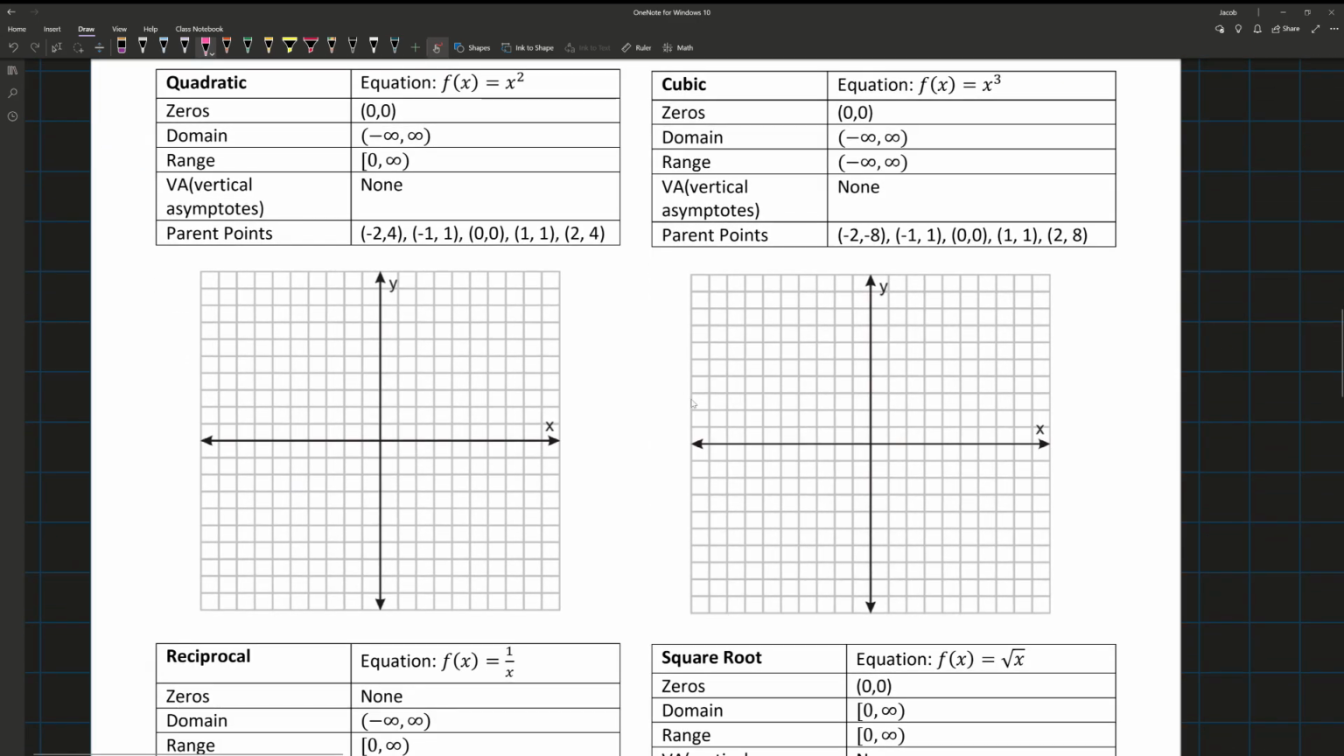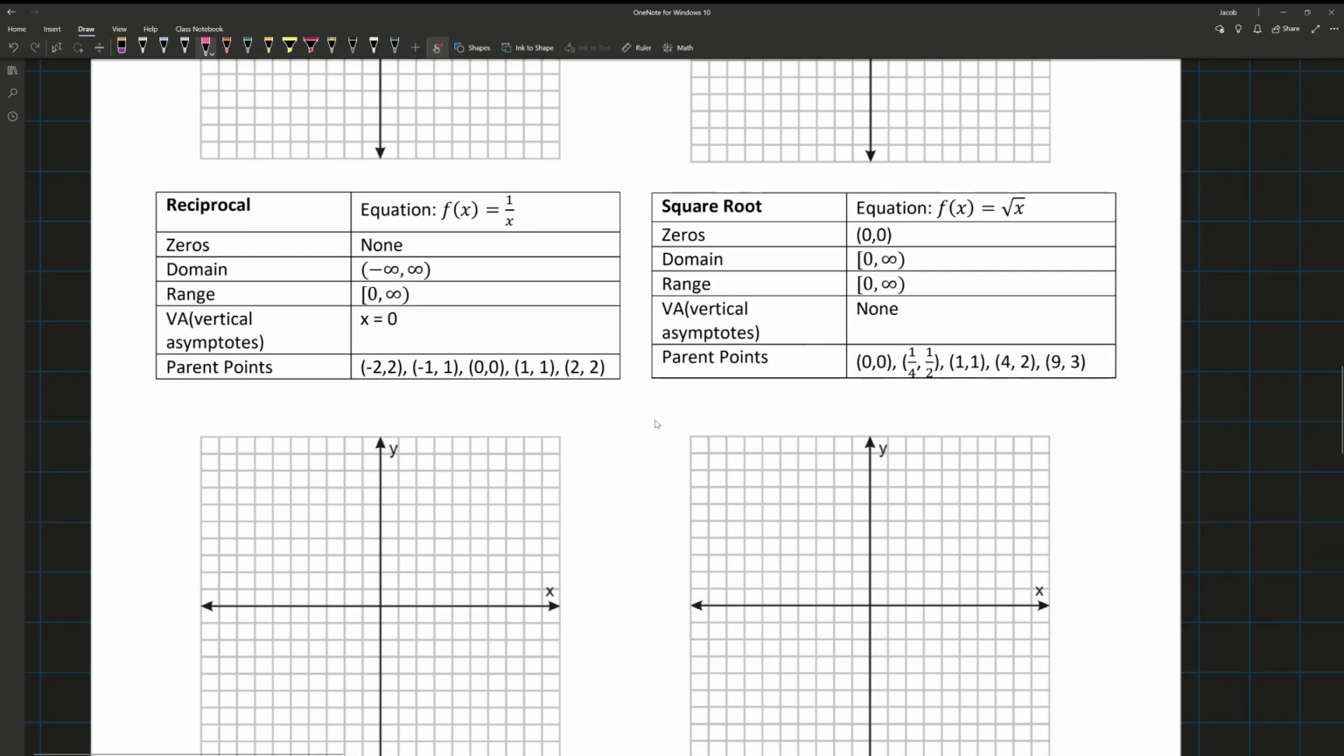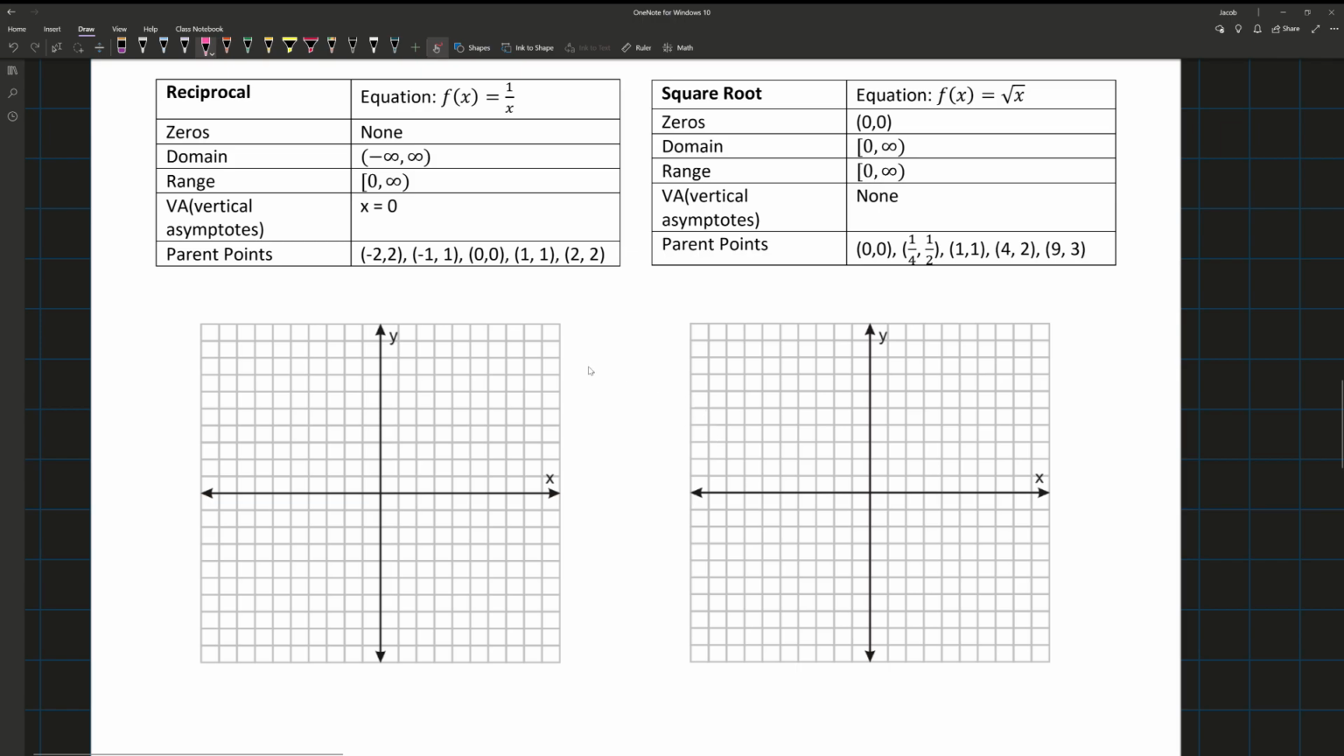I do want to provide a little bit of clarity. You see the quadratic and cubic with the reciprocal and square root functions. The reciprocal function might be the funkiest, and we need to go through it. I put this error in here and changed these parent points so people would watch the video.